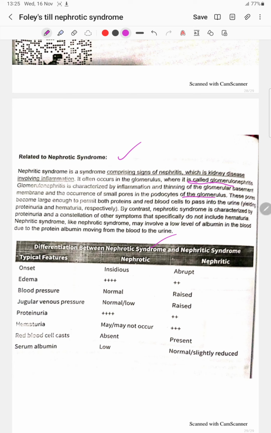The differences between the nephrotic and nephritic syndromes include the typical features. Onset is insidious in the nephrotic and abrupt in the nephritic. Edema is highly positive in the nephrotic, whereas less positive in the nephritic. Blood pressure is normal in nephrotic and raised in nephritic. Jugular venous pressure is normal or low in the nephrotic and raised in the nephritic. Proteinuria is highly positive in nephrotic and low positive in the nephritic. Hematuria may or may not occur in the nephrotic, whereas it is always present in the nephritic syndrome. Red blood cell counts are absent in the nephrotic and present in the nephritic syndrome, and serum albumin is low in the nephrotic and normal or slightly reduced in the nephritic.